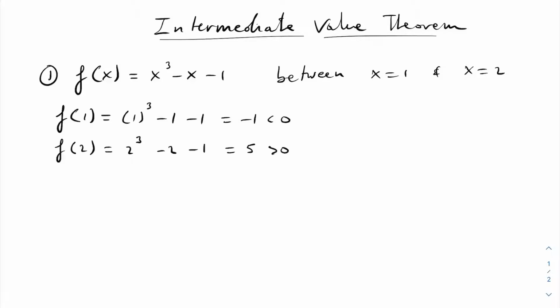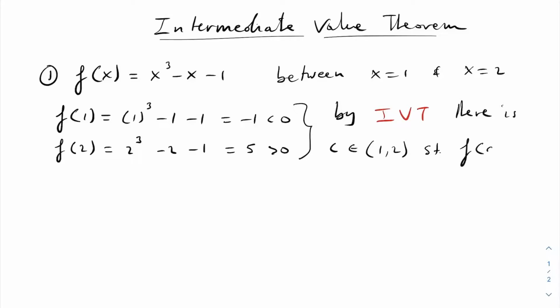And that's positive. And so because this is a polynomial and f of 1 and f of 2 happen to have different sign, you can say that by the intermediate value theorem, there is in fact a c in between x equals 1 and x equals 2, such that f of c is equal to 0, right? So you're not asked to find the c value. That's another problem. You're just asked to prove that there is a c in between x equals 1 and x equals 2. And so this would do it.